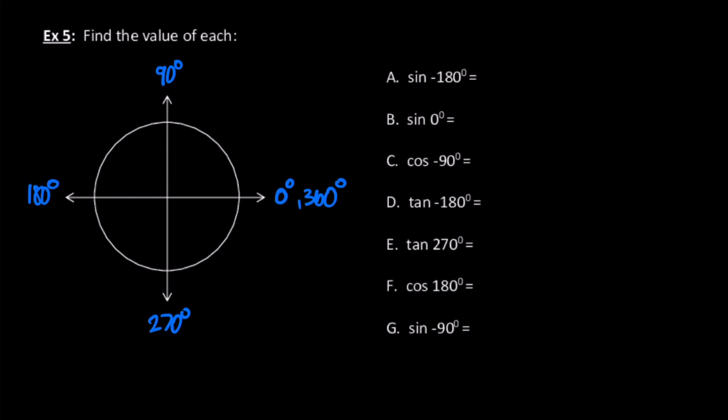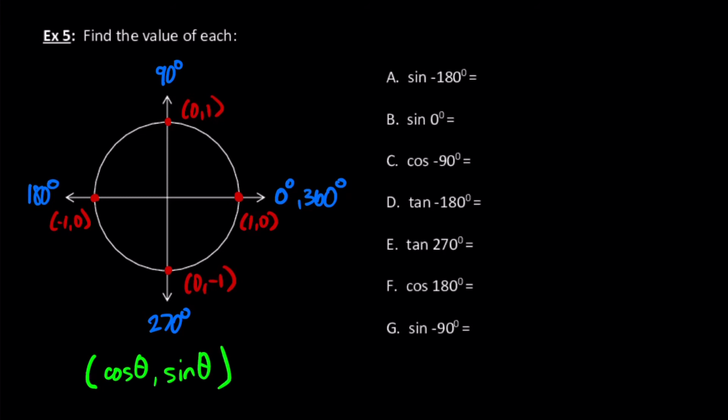I don't need to fill in the quadrants, but one other thing I will do is write down the coordinates. Coordinates of that point right there, 1, 0. At 90 degrees, that's 0, 1. At 180, it's negative 1, 0. And at 270, 0, negative 1. So the other thing I want to remind you guys, every coordinate on the unit circle can be written as cosine theta, comma sine theta. We are going to use all of this information to evaluate these without the use of a calculator.